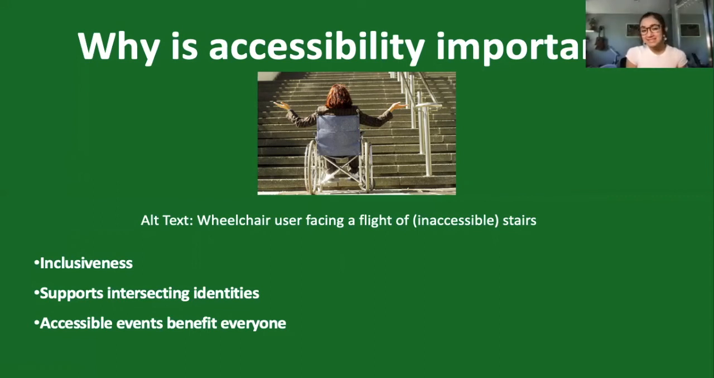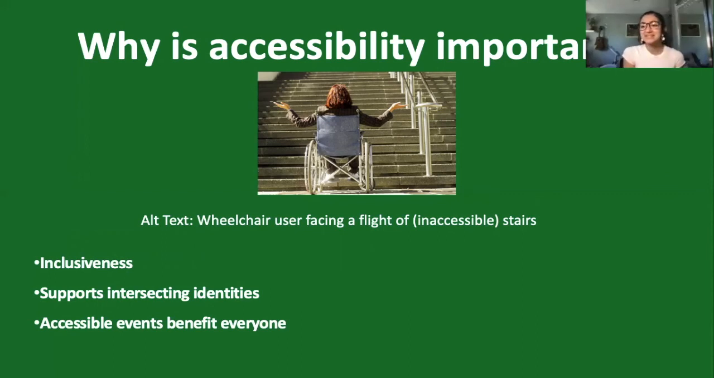And then lastly, accessible events benefit everyone. So you might not actually identify as having a disability or be considered to have a disability, but maybe having closed captioning on a video will actually help you, even though you don't have a registered disability, because it helps you to hear somebody better or focus on something better, or perhaps an image description can help you to actually understand the purpose of an image.